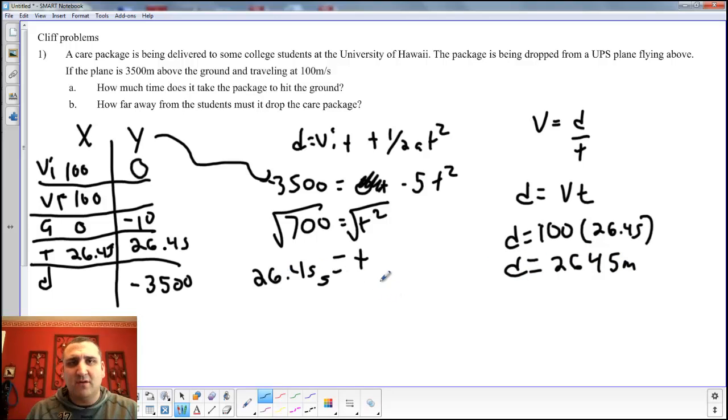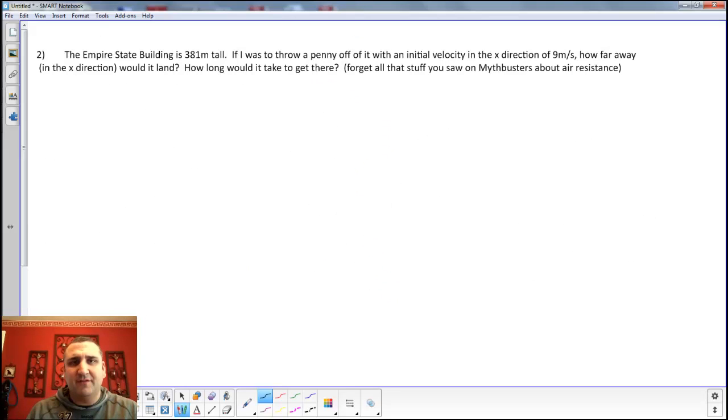Number 2, the Empire State Building is 381 meters tall. If I was to throw a penny off of it with an initial velocity of 9 meters per second, how far away in the x direction would it land? How long would it take to get there? And ignore air resistance. So once again, we're going to make our little chart.